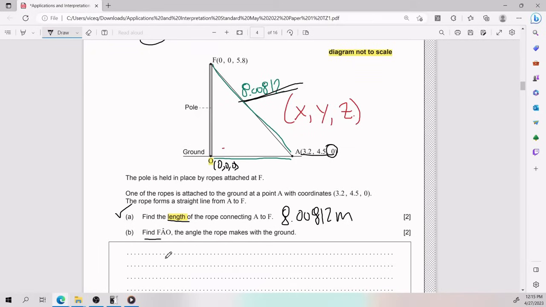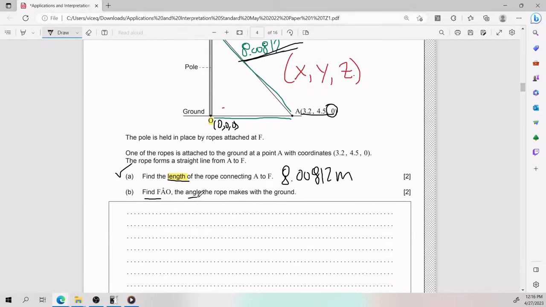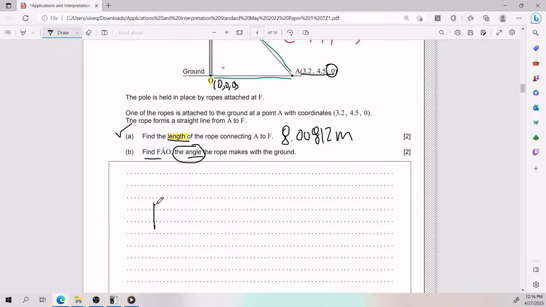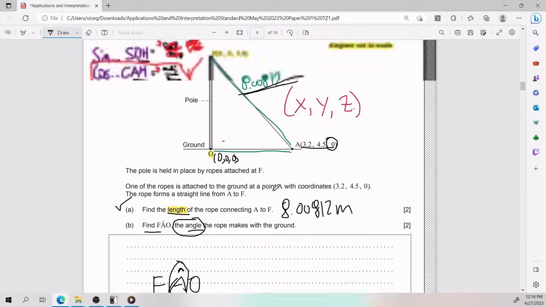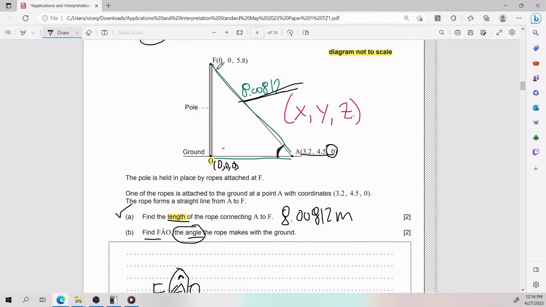Alright, then now for this next one, we need to find FAO, the angle the rope makes with the ground. So they tell us that we need to find an angle in two ways. First, they say find the angle. The other way you can figure it out is because when they put it like this, FAO with the little hat, it's saying, hey, find this angle, A, in respects to the sides F and O. So this angle A in respects to the sides F and O. See? So that is the angle that we're trying to find.